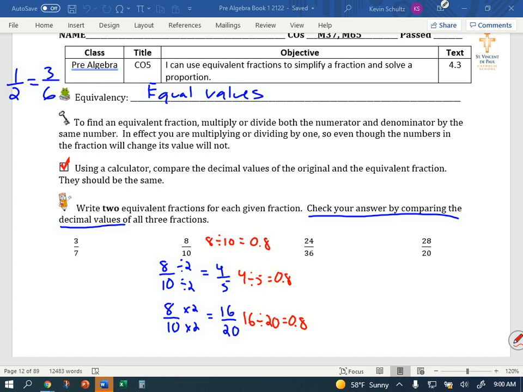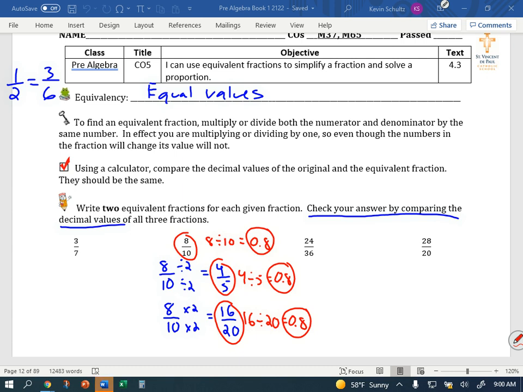So even though these three fractions all look different, the numbers aren't the same. They're different apart from each other. Everything about them is different. They're equivalent because their values, 0.8, are the same. Okay? So as you're working through this, depending on what you do, you'll all get different answers as far as your equivalent fractions. Some of you might have multiplied by 3 or by 5 or by 6 or whatever, right? You might get all different answers. However, when you compare those decimal values, they're all going to be the same.